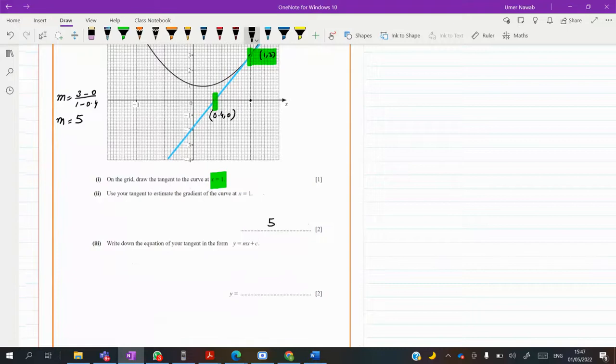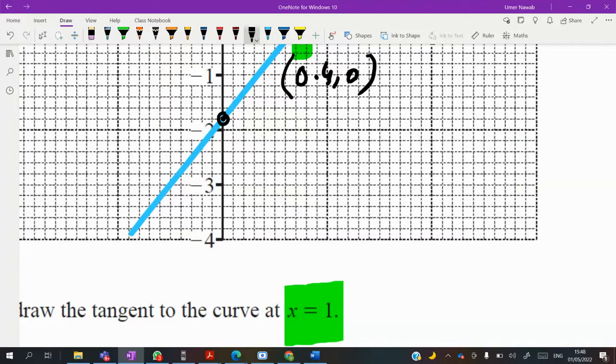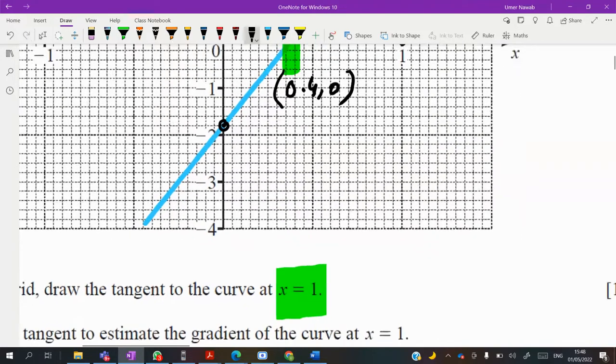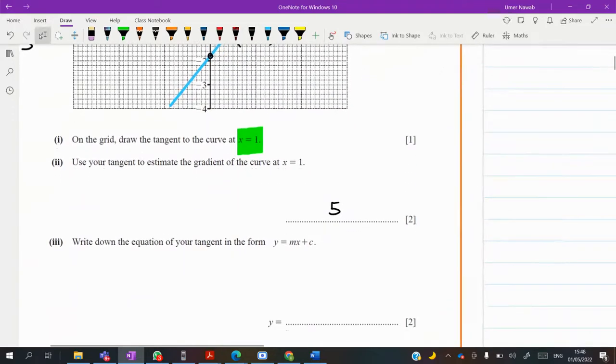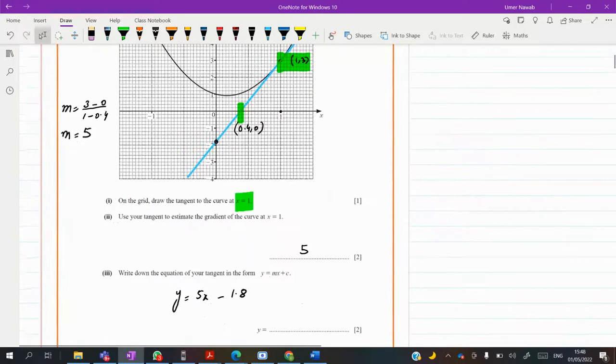Now the equation of the tangent line we want to find, it's easy. y is equal to mx plus c. We found the gradient. Now you can see that the line is cutting the y-axis at minus 1.8. So y equals 5x minus 1.8, because the y-intercept is this one. You can also find the y-intercept by using this gradient and one of the points. So y equals 5x minus 1.8 is the equation of our line.